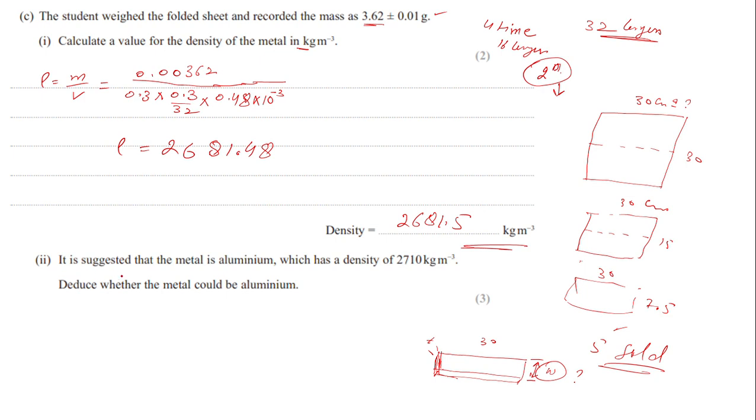Part 2, it is suggested that the metal is aluminum, which has a density of 2710 kilogram per meter cube. Deduce whether the metal could be aluminum or not. So the idea is, if they give you some standard value and you need to figure out whether the given material is made of that, you compare their densities. Or the best idea is you compare the percentage uncertainty in the density with the percentage difference that you calculated.